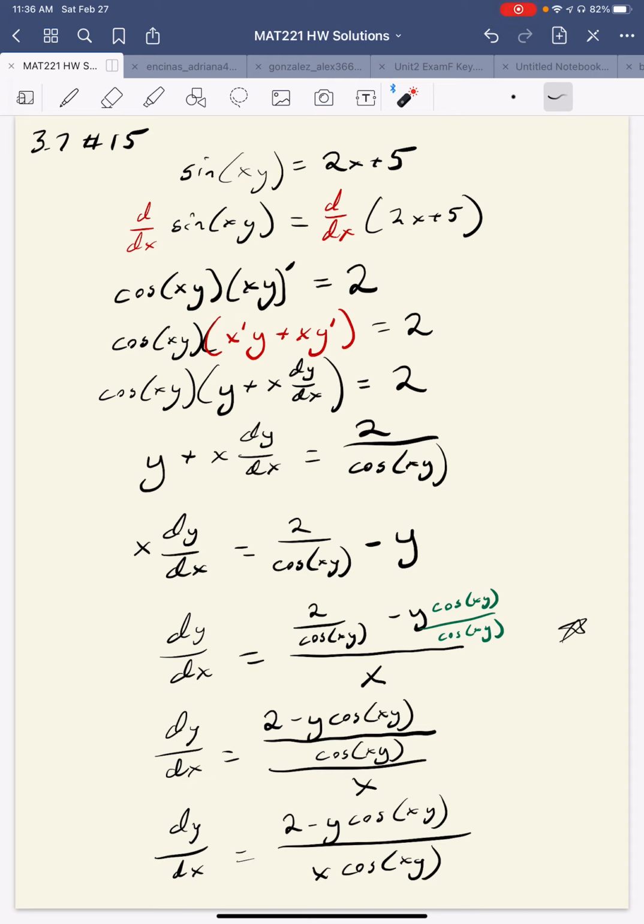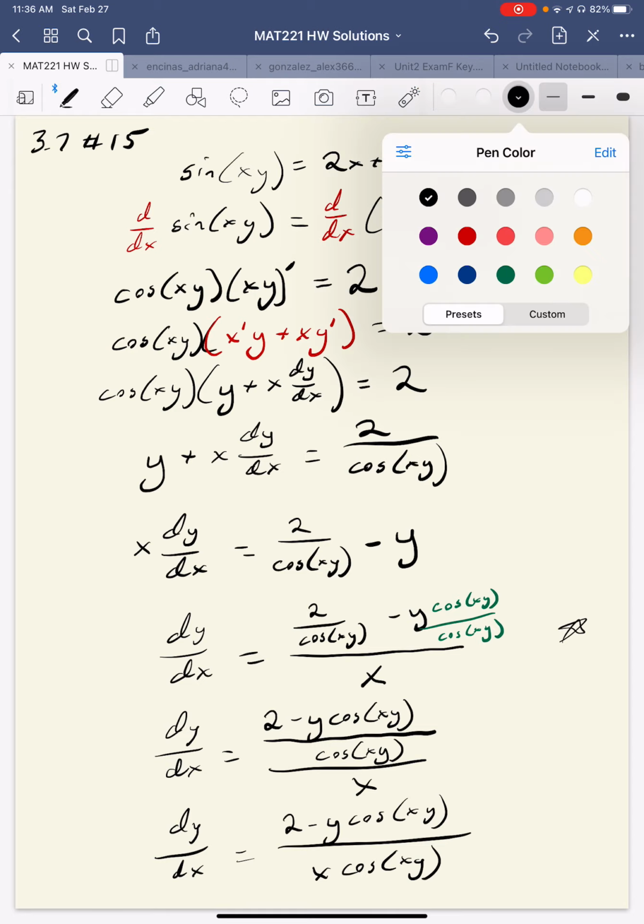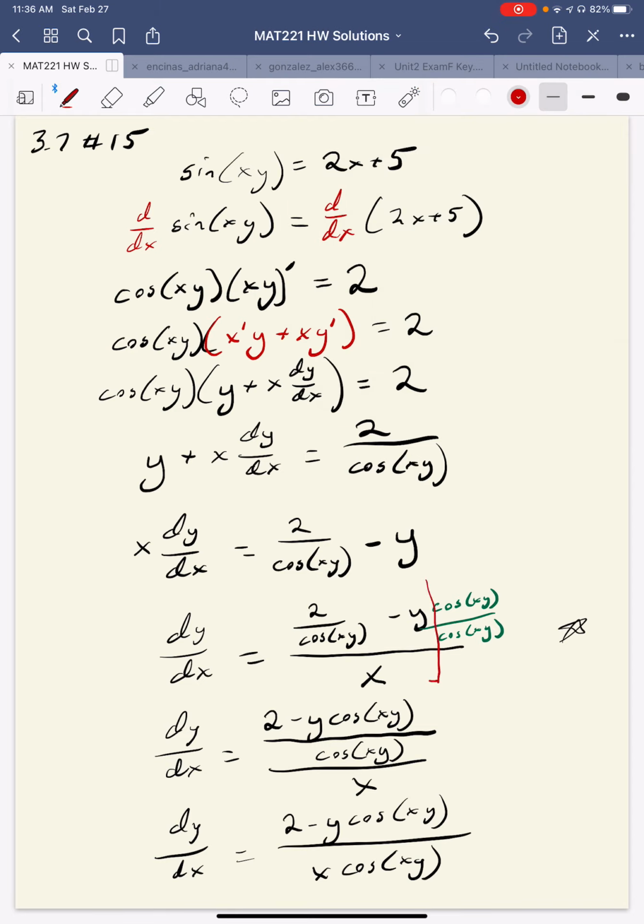So this right here, let me just box it in red. This right here was fine for me, but I don't think that's the answer they gave in the book. And so you need to do a little bit of algebraic manipulation to get to that answer, which I think is the one they gave in the book.